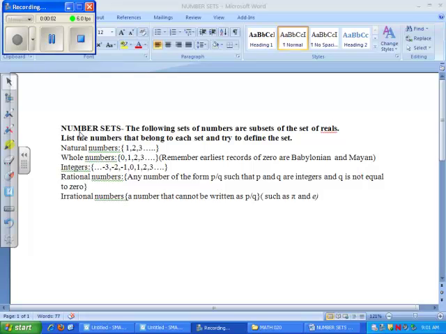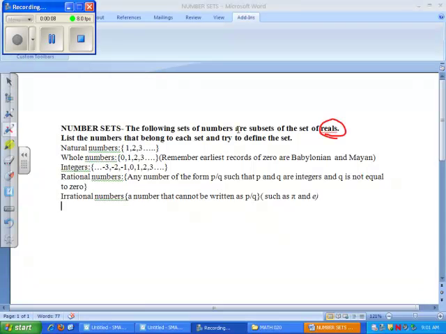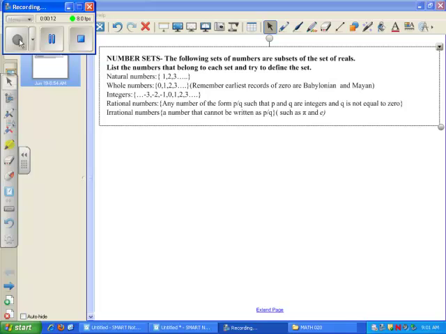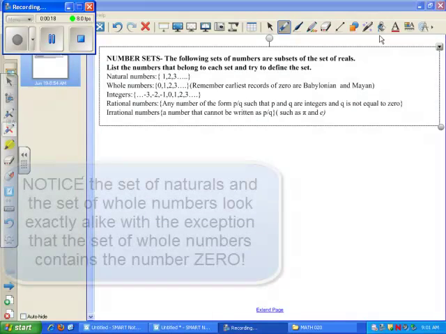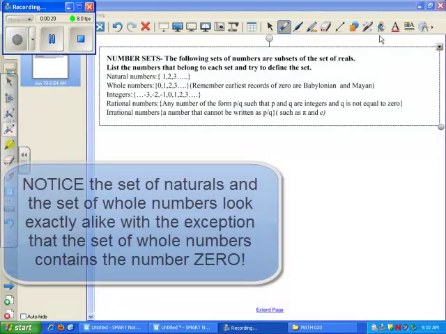All right, so we've already discussed number sets. The following sets of numbers are subsets of the set of reals. So we already began to look at the real number line. We discussed the natural numbers. We said that they would start with 1. So 1, 2, 3, dot, dot, dot. That's the ellipsis. So 1 on out, no fractions, no decimals, just your whole numbers, 1 and above. Your whole numbers are those 0, 1, 2, and 3.